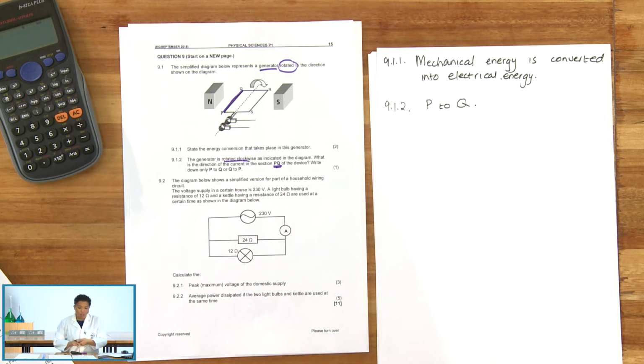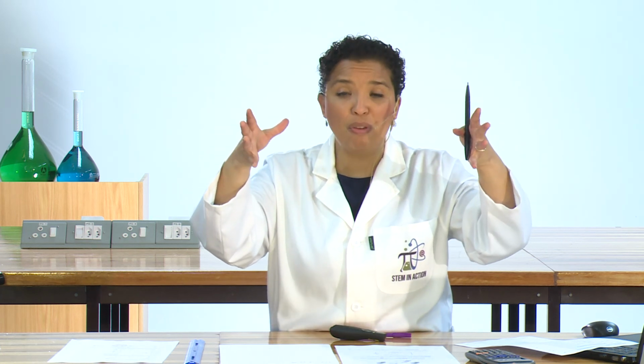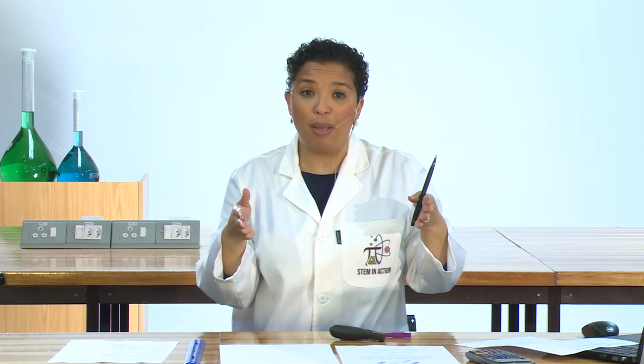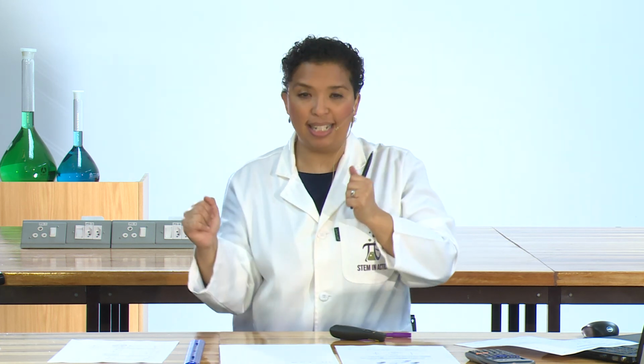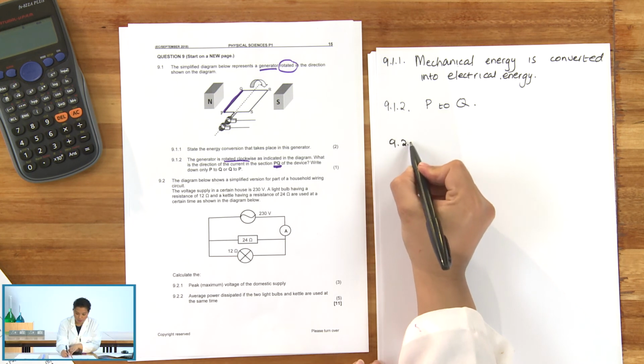Now we can move on to question 9.2. Generally, in a question for electrodynamics, the first section covers generators or motors or even both, and the second section of the question will deal with alternating current. So let's look at question 9.2.1.